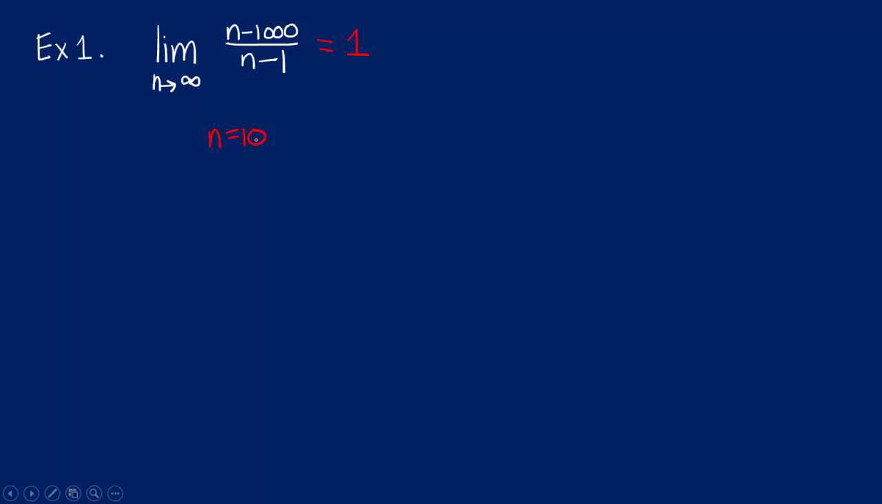Let's say n equaled 10. That would mean that on the top we would get negative 990. On the bottom we'd get 9. So what's negative 990 divided by 9? Negative 110. That is nowhere close to what the answer is. But then again, you might not have said that 10 is a large number. Okay, I'll give that to you.